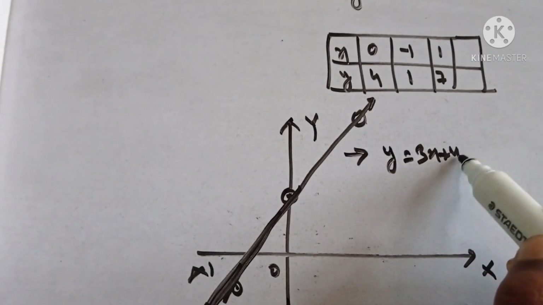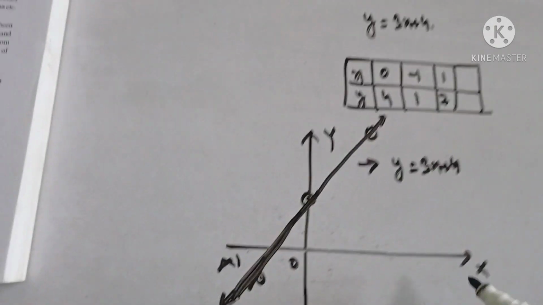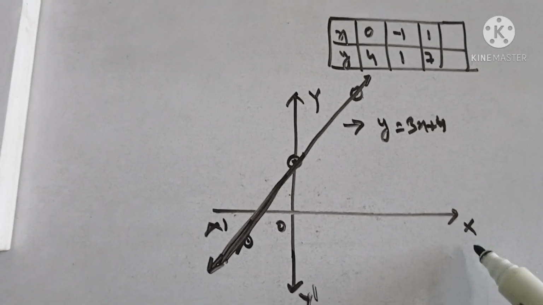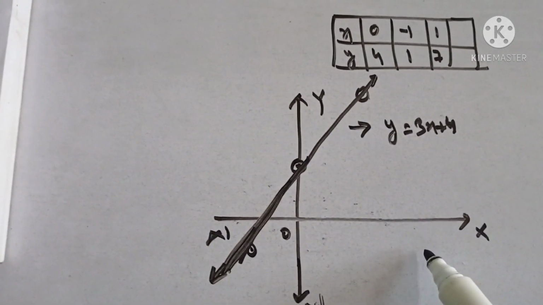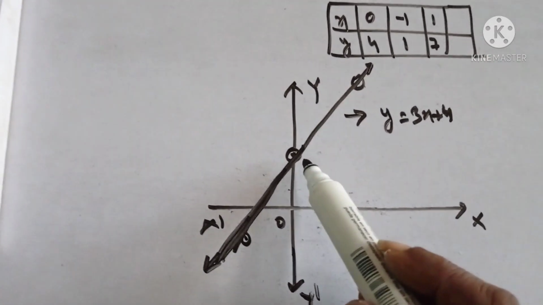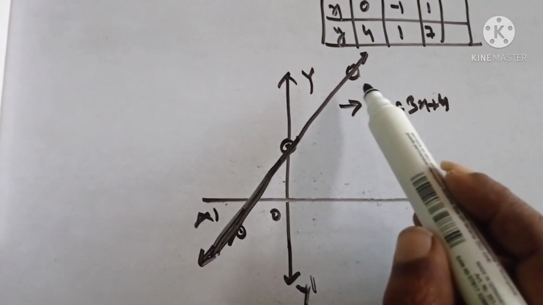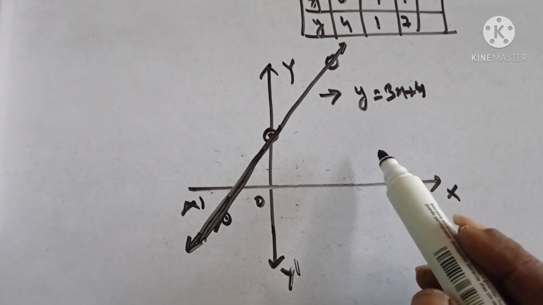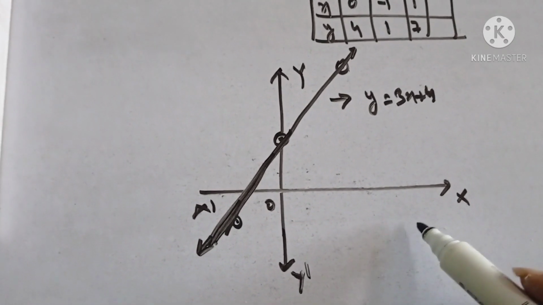You have already drawn such type of graph. So what is this? This is a function. For a given value of x, you are getting a given value of y. For 0, you are getting y value 4. For minus 1, you are getting 1. And for 1, you are getting 7. So for a given value of x, you are getting a given value of y. This is the function which you have already learnt in class 9 and 10.